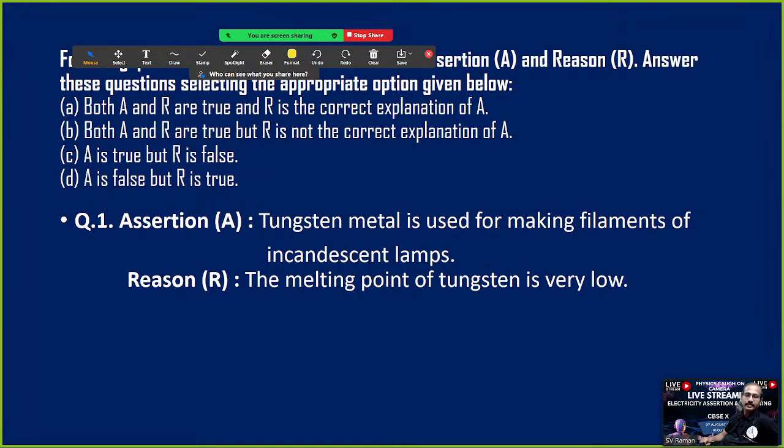Now question number 1, assertion. What is the assertion? Tungsten metal is used for making filaments of incandescent lamps.